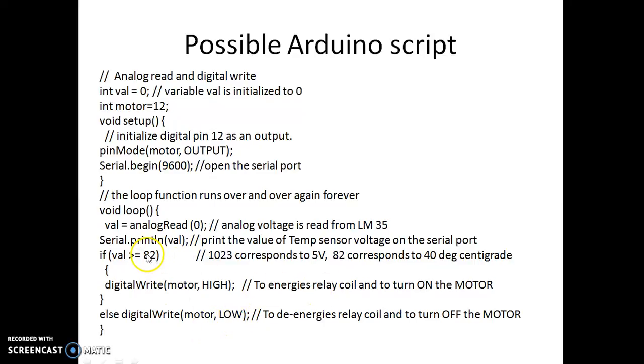So if it is more than 82, it will energize the relay, it turns on the motor, and you can see the motor is running. This Serial.println(val) will indicate the value of the temperature sensor on the serial port, which is interesting so that we can easily monitor.